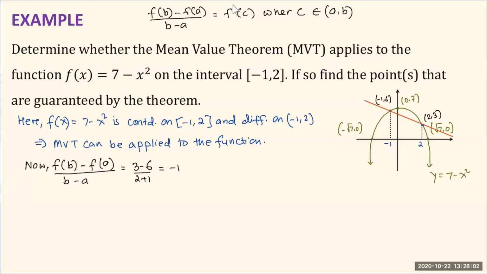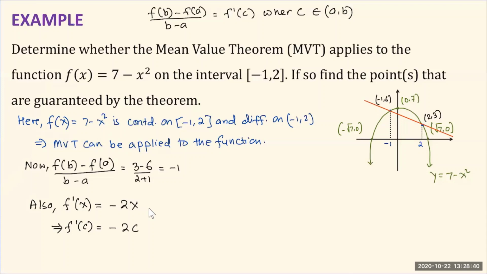Next, we have to find the derivative at c. So for that, let's find the derivative of the function. The derivative of the function is the derivative of 7 minus x squared. Derivative of 7 is 0, and then minus the derivative of x squared is 2x, so it will be negative 2x. But what I want is the derivative at c. So derivative at c means in place of x, I'm plugging in c. So that is equal to negative 2 times c.